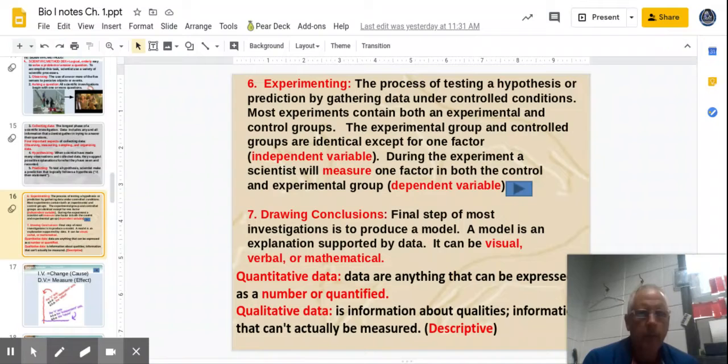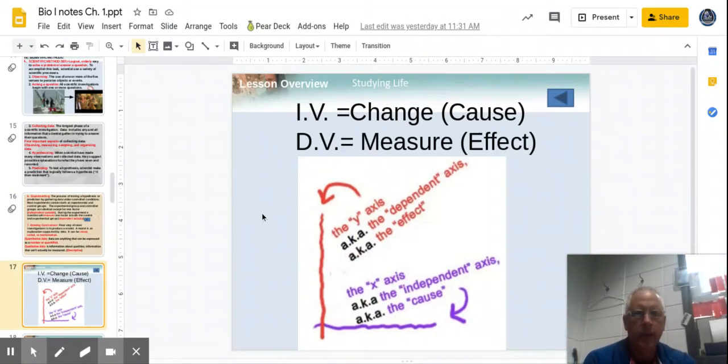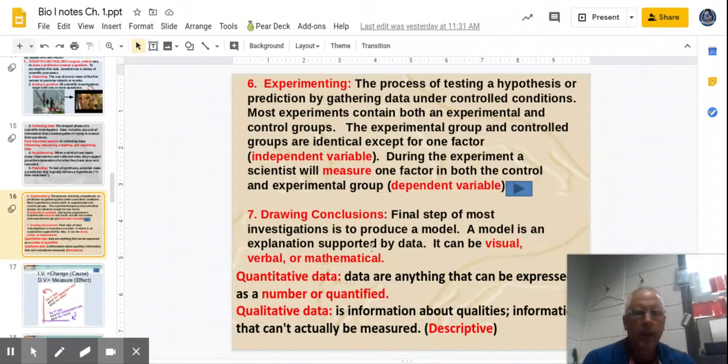Now what? Well, now we're finally going to get to the end. Every lab is going to have this, and you need to do this on your lab as well. And that's drawing conclusions. Final step. I told my class this the other day, and I'm going to tell you guys the same thing.